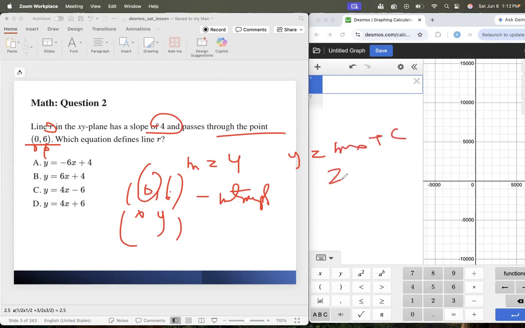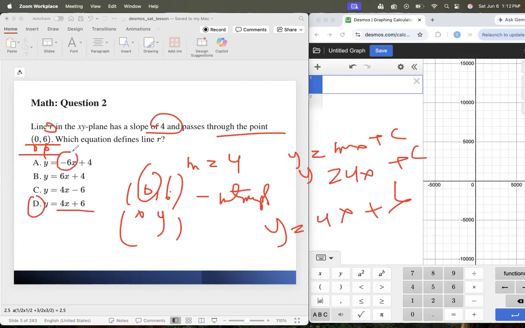Bring your knowledge. They've given you the gradient. You put it there for m. And these points give you the y-intercept. You don't have to even calculate anything. I'll put 6 here. And therefore, your function is y is equal to what? 4x plus 6. Therefore, which one is the right answer? As you can see, it's staring at you, and this is D. D is the right answer.